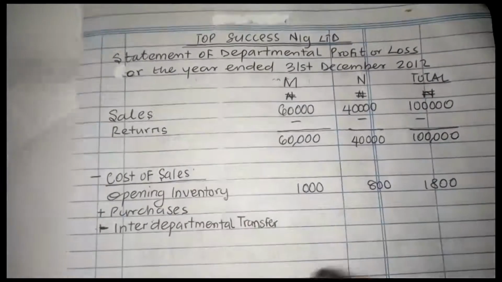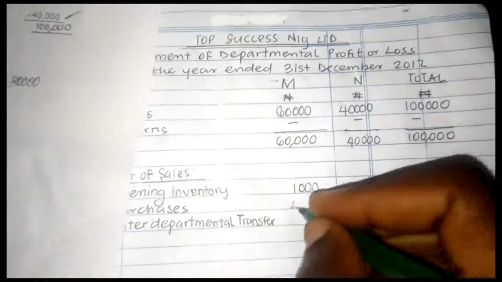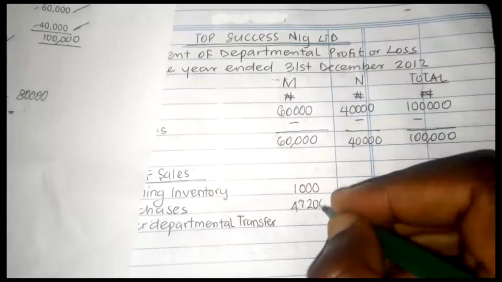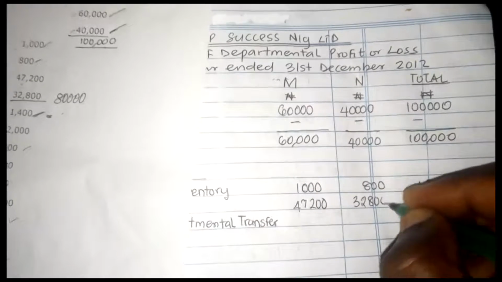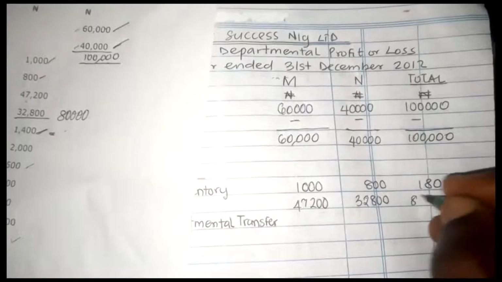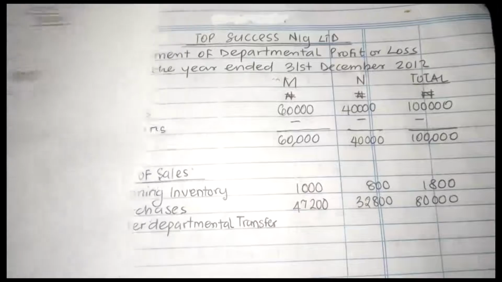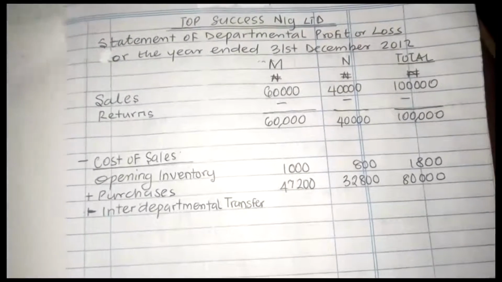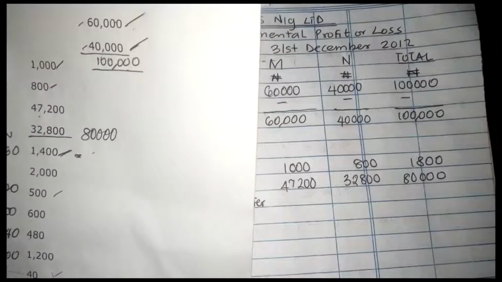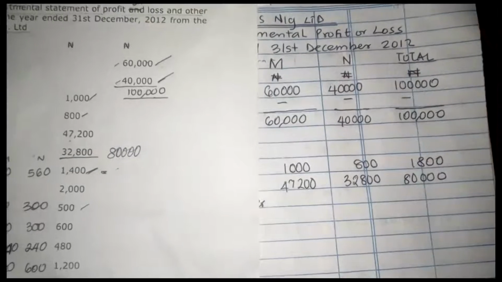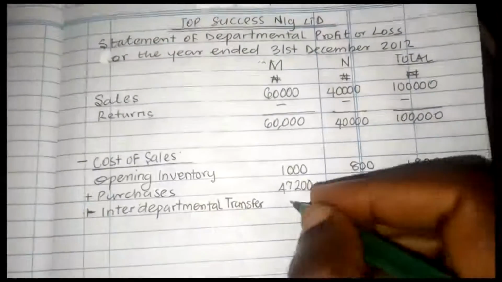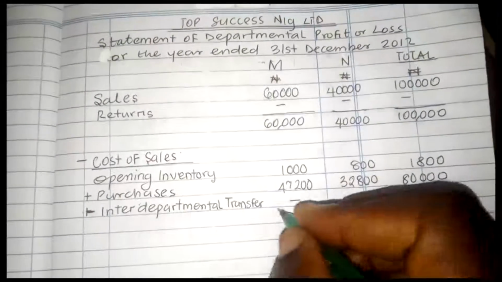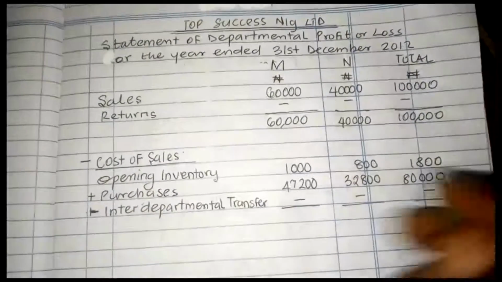Okay, do we have purchases? Yes, we have 47,200, and the other one is 32,800. Okay, and the addition is 80,000. Do you see the way I'm stating mine? Then do we have interdepartmental transfer? The additional information did not tell us about interdepartmental transfer. Then we put dash dash dash, then add the total for this.